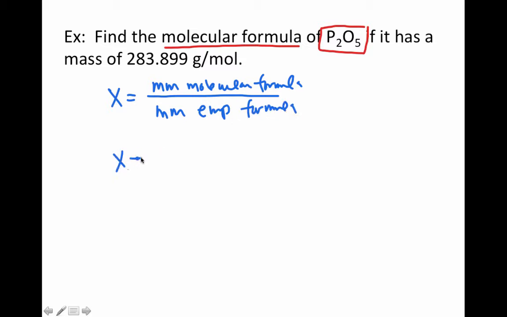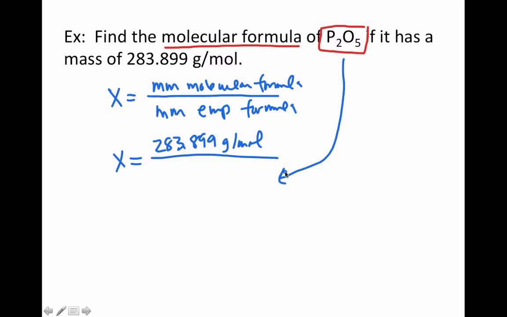So when we plug those numbers in, this 283.899 grams per mole is going to go on the top. And then what you're going to have to do is get your calculator out, figure out the molar mass of the P2O5, and that's what's going to go on the bottom here. So I'm going to add up the molar mass of P2O5. I'm going to look at my periodic table, 2 phosphorus atoms and 5 oxygen atoms. And that comes out to 141.943.